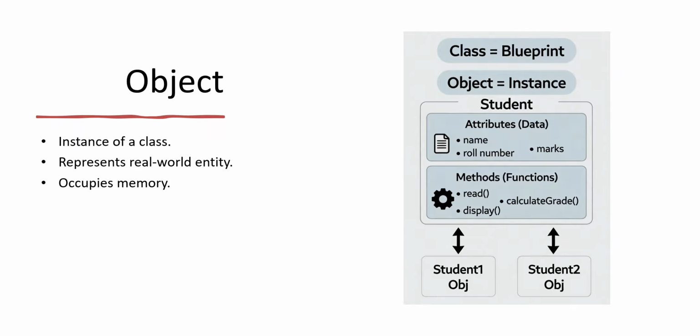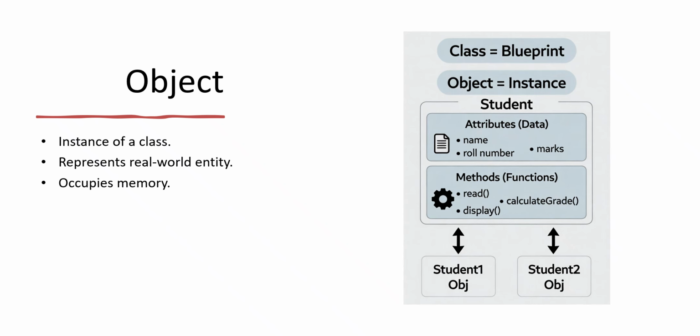Now, what is an object? An object is an instance of a class. It represents a real-world entity and it occupies memory. This is a key difference. Class is logical, object is physical in memory. For example, if you have a class called student, then student1, student2 are objects.